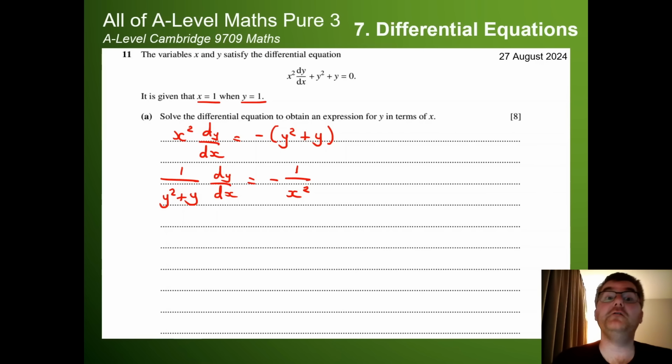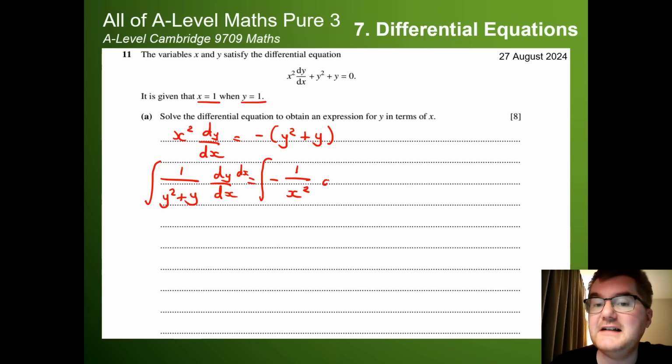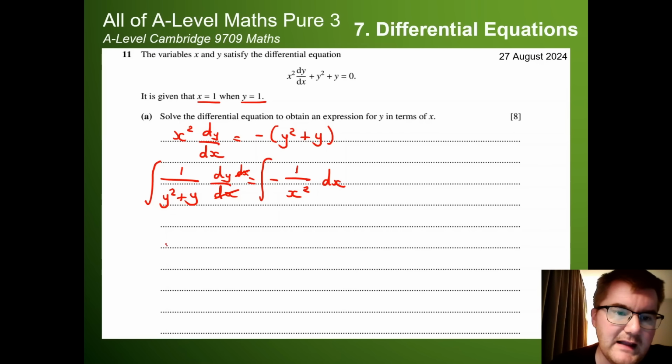So what I've done to go from step 1 here to step 2 is divide through by y squared plus y on both sides, and then divide through by x squared on both sides, keeping the minus over here because this is going to be a fairly easy thing to integrate. Now, to do the separation of variables process, we're going to integrate both sides with respect to x. So I'm going to add an integral sign and add a dx. Now, the great thing about this separation of variables method is these dx's cancel, and so we're left on the left hand side with 1 over y squared plus y dy.